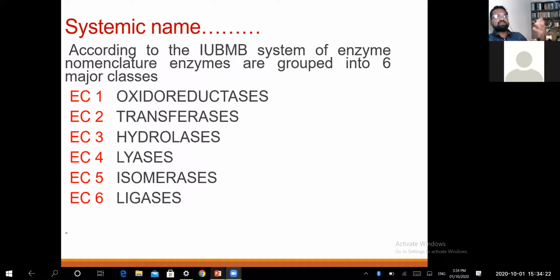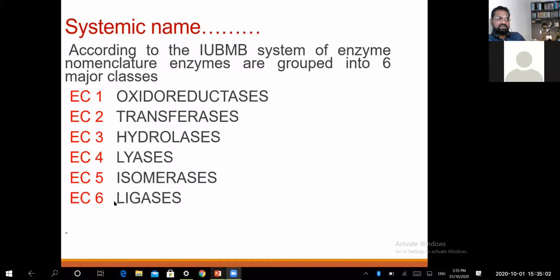Say glucose is converted to fructose. That is an isomerization reaction, because glucose and fructose both have the same chemical formula, C6H12O6. But fructose is a different sugar from glucose. So that conversion, where the chemical formula does not change but the conformation or the structure of the molecule changes, is referred to as isomerization. These reactions are carried out by enzymes belonging to enzyme commission number 5, isomerases.